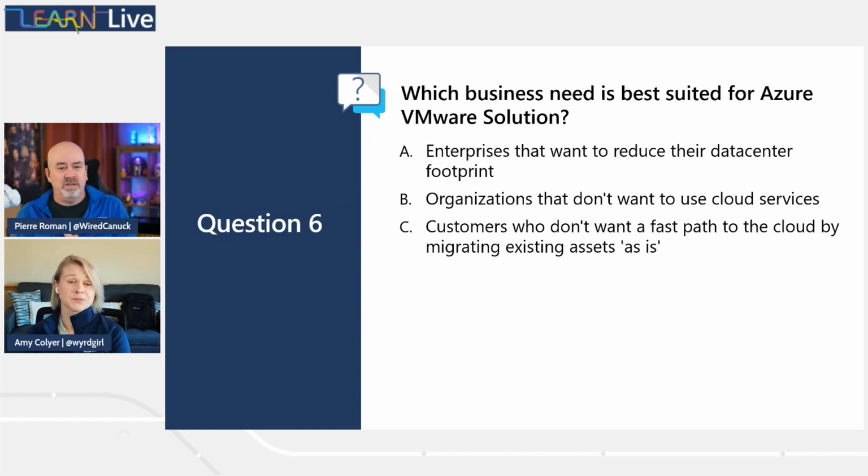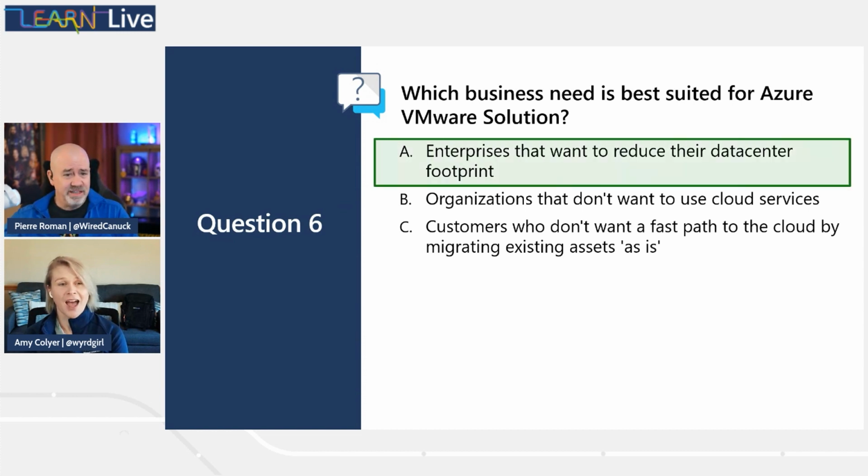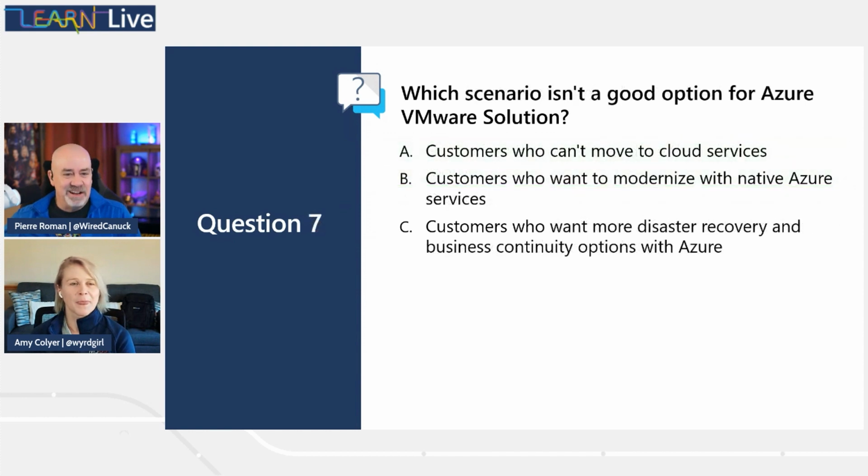C, customers who don't want a fast path to the cloud by migrating existing assets as is. I don't think that one makes sense at all, because you're migrating as is. So you think it's A? I believe it is. Let's check. It is! Two points for Amy. Awesome.